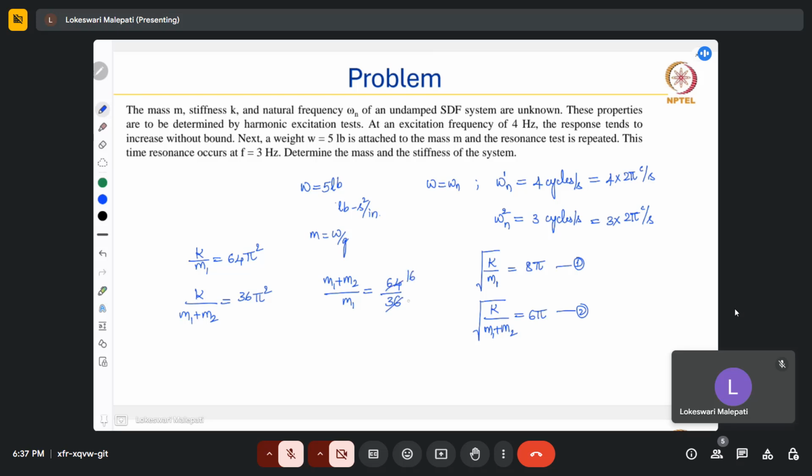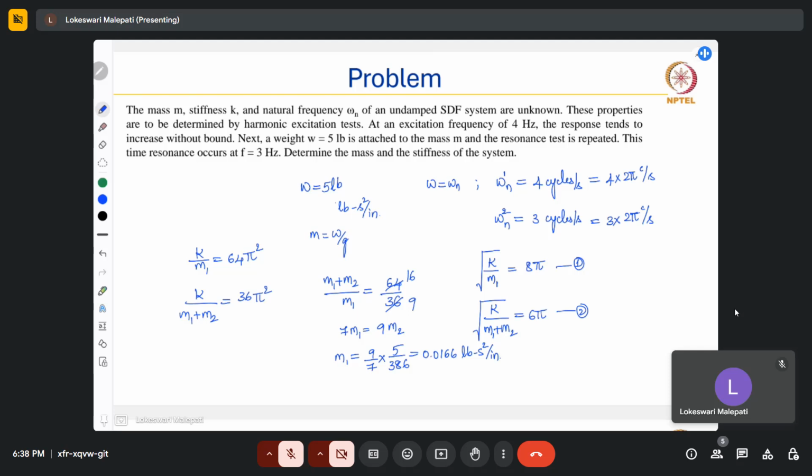Four 16s are and 4 9s are. Then we will have 7 m1 is equal to 9 m2. That means m1 is equal to 9 by 7 times m2, which is 5 by g, which is 5 by 386. So we'll have 0.0166 pound second square per inch.